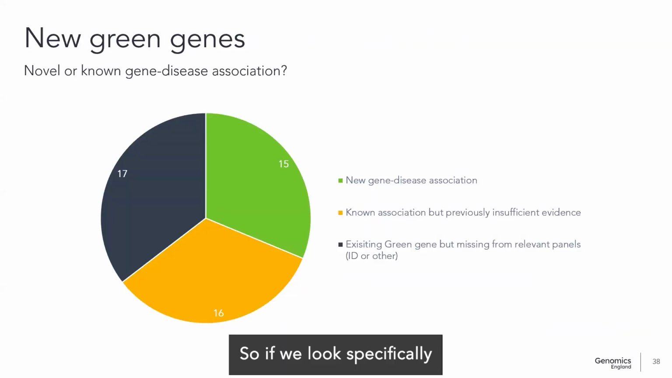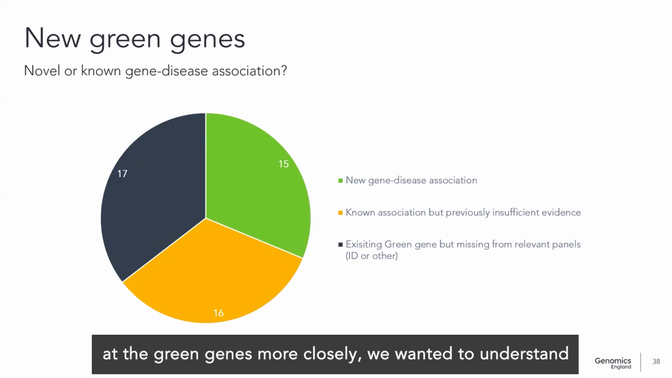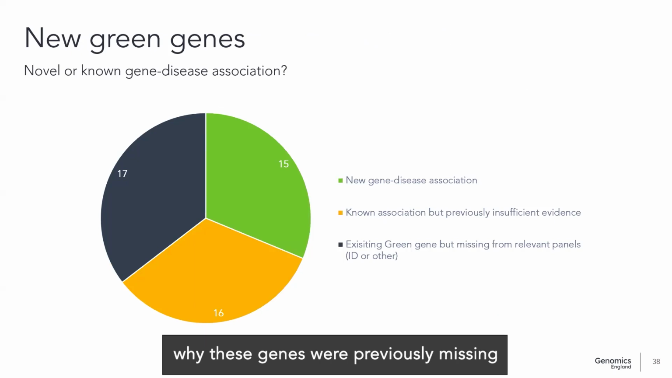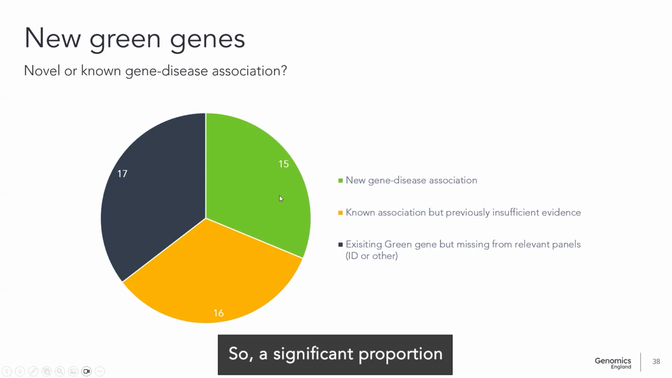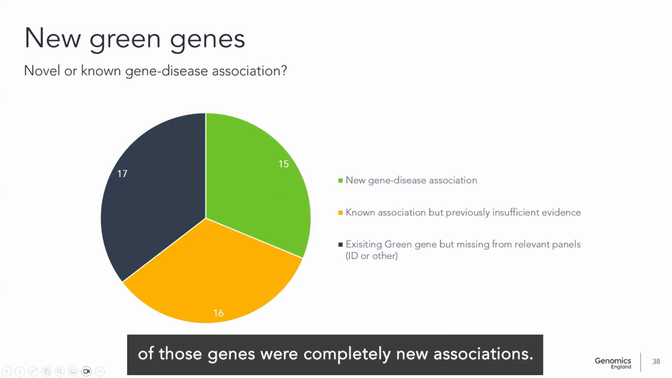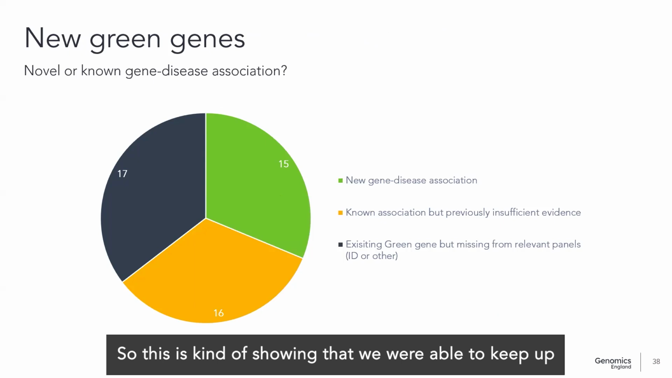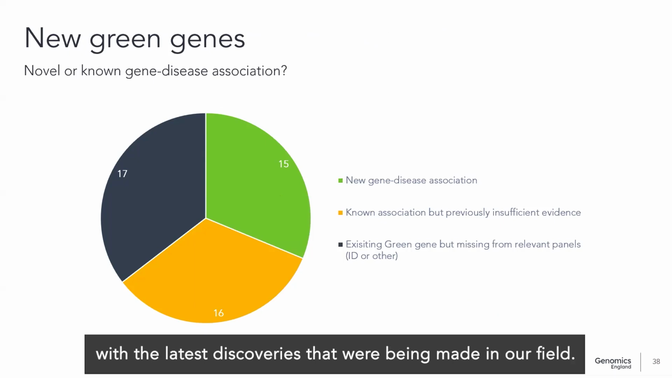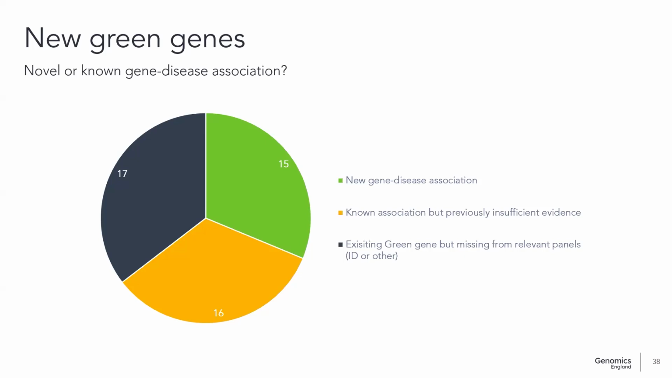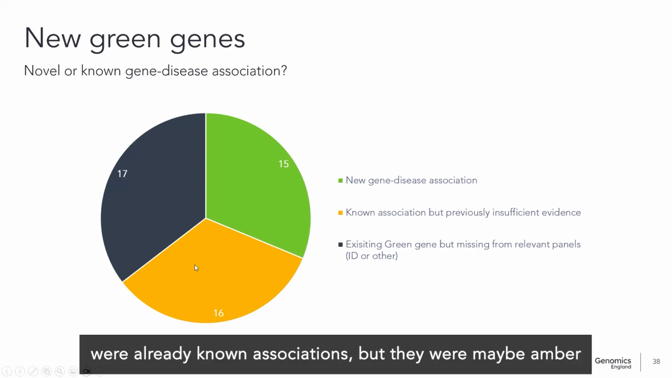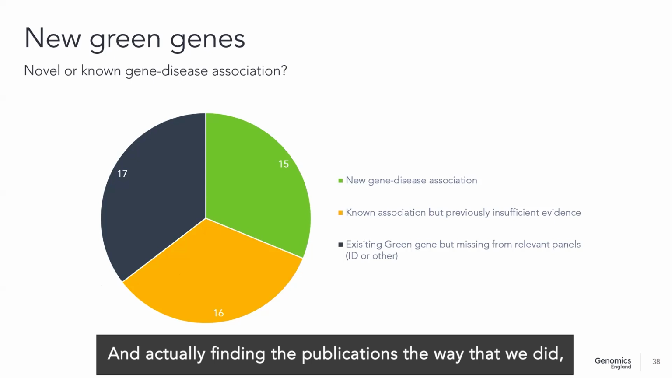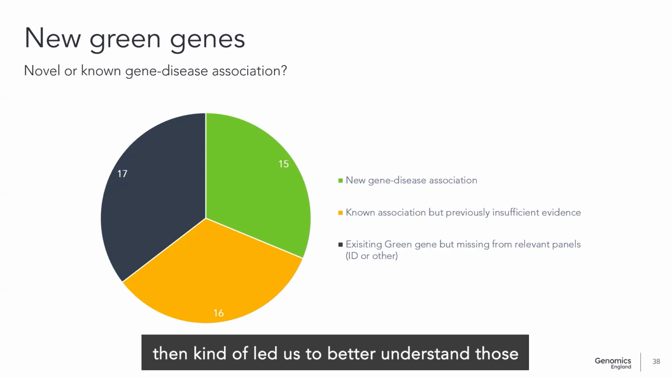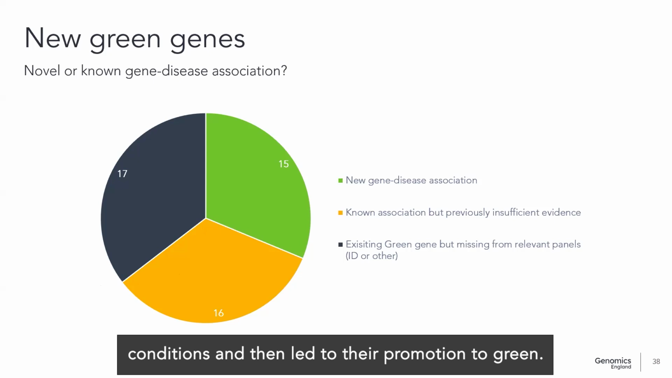If we look specifically at the green genes more closely, we wanted to understand why these genes were previously missing from the panels that they were added to. A significant proportion of those genes were completely new associations. This shows that we were able to keep up with the latest discoveries being made in our field. A few were already known associations, but they were maybe amber or red genes that previously did not have sufficient evidence. Finding the publications the way that we did led us to better understand those conditions and then led to their promotion to green.